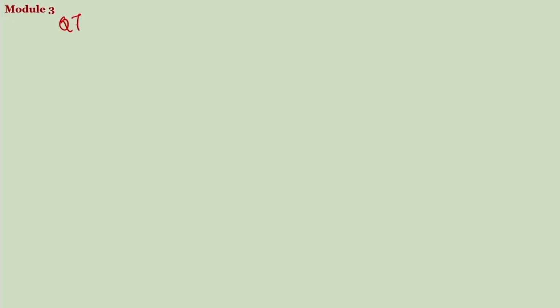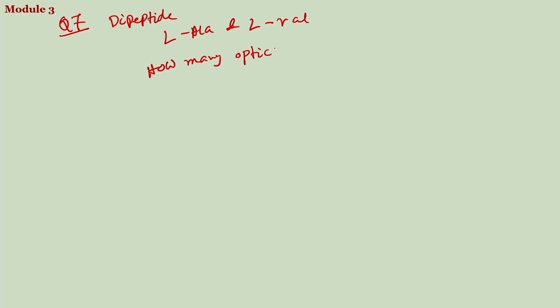Now another very quick question is, you are doing the same dipeptide. I will not write the whole question. You are doing the same dipeptide, but with L alanine and with L valine. Then the question is, how many optically active compounds will be formed?